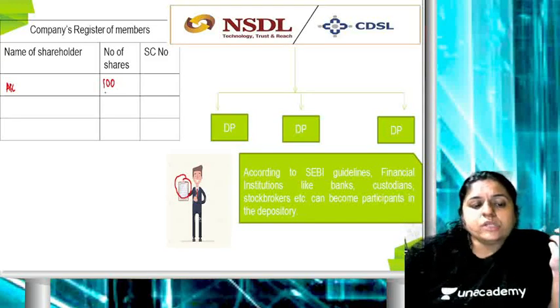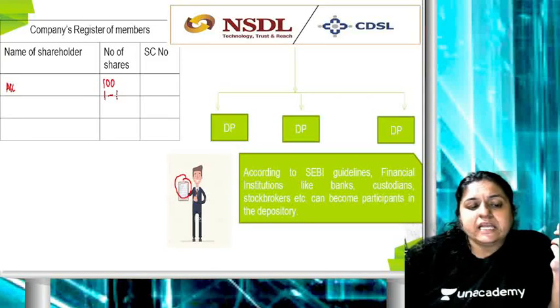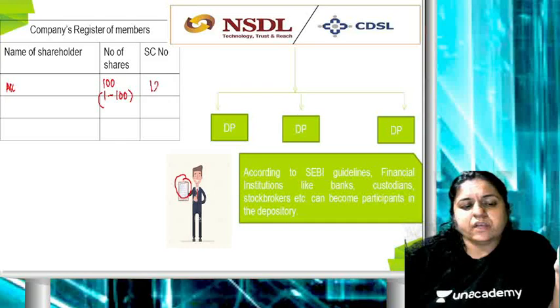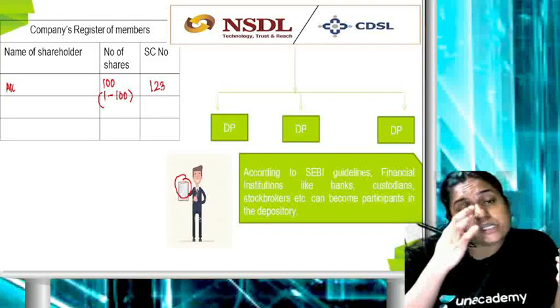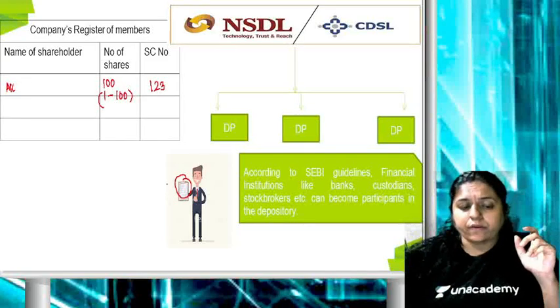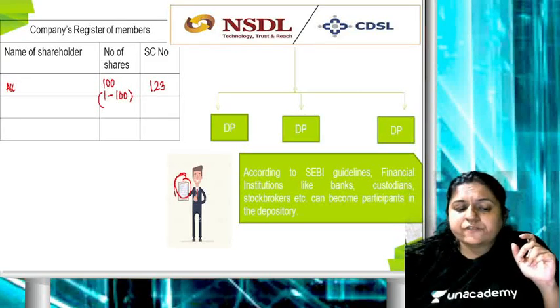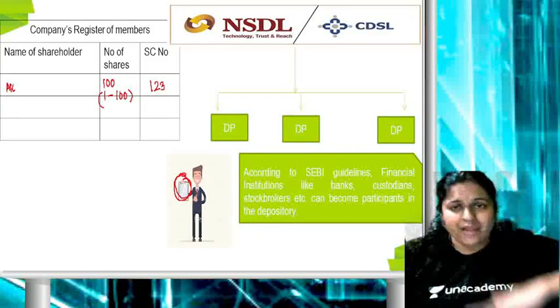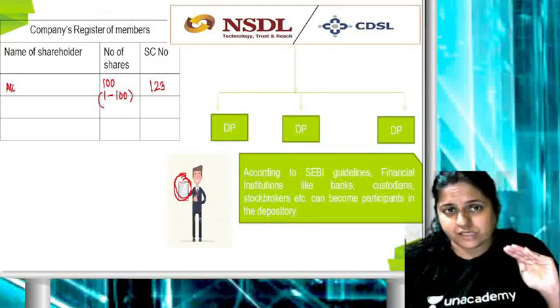Suppose Akshay has a series from 1 to 100. They will write it here, and obviously there will be a share certificate number, suppose 123. Everything is done. Now Akshay thinks that he wants to convert these physical shares into demat form, that is, electronic form. That process is known as dematerialization.